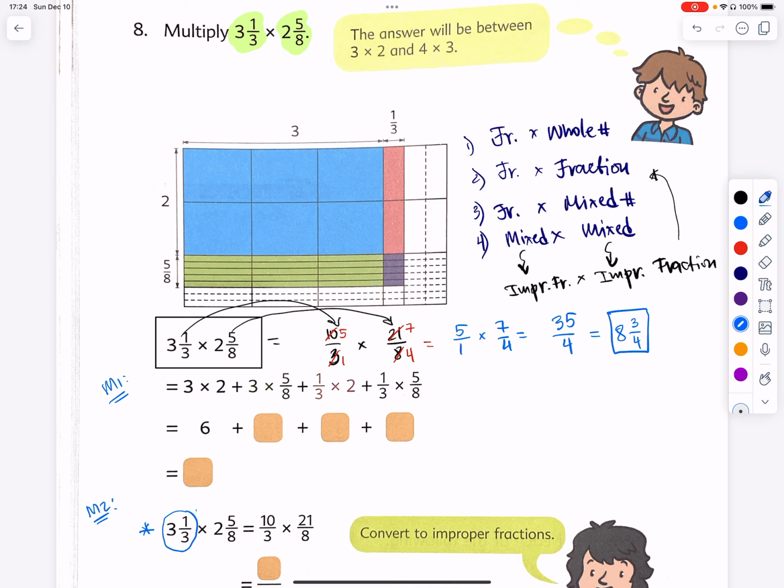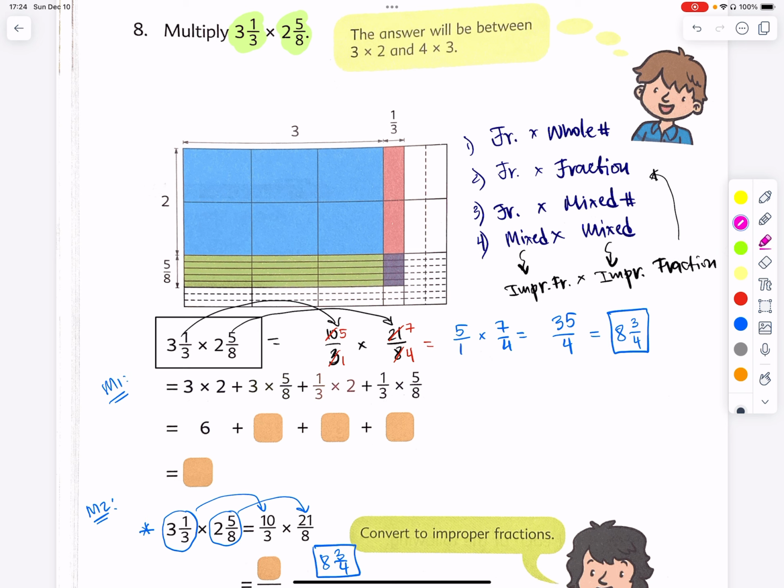3 1/3 is the same as 10/3. 2 5/8 is the same as 21/8. And of course, when you do multiplication, you will eventually end up with 8 3/4, just like what we have shown above. However, I want to show you the way they are demonstrating it.